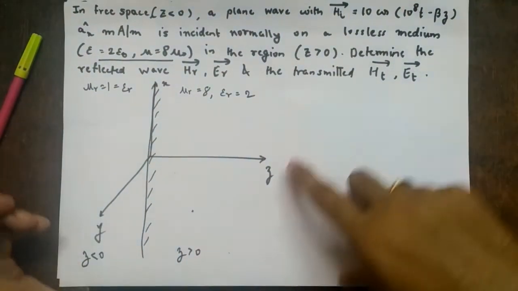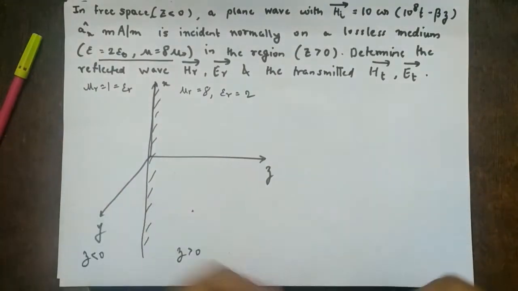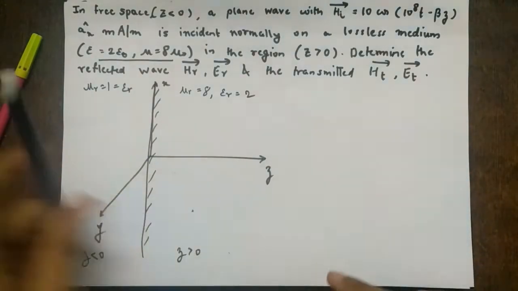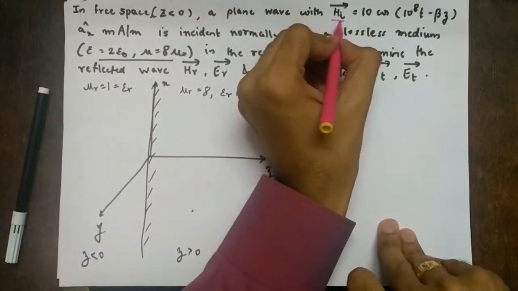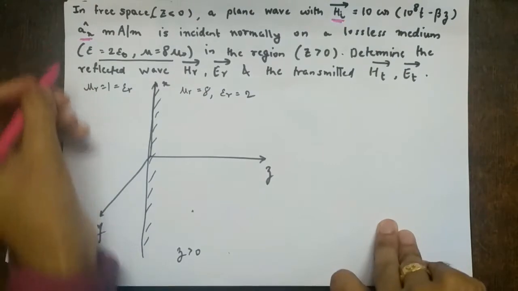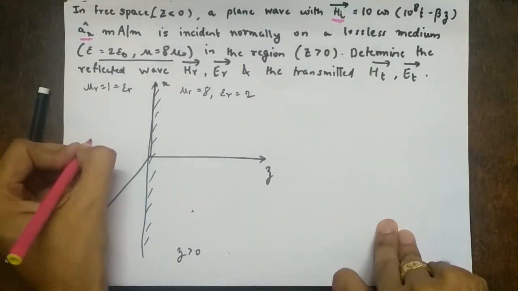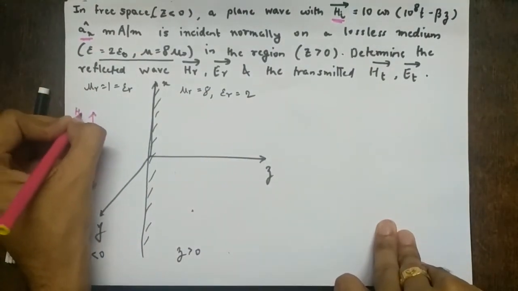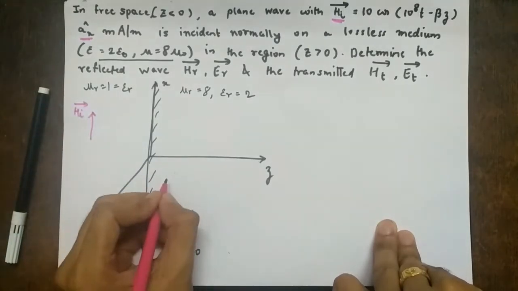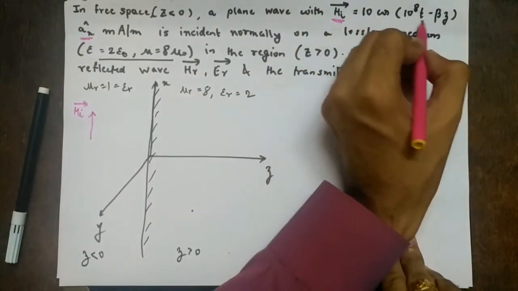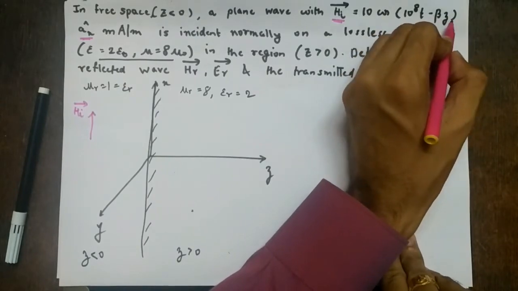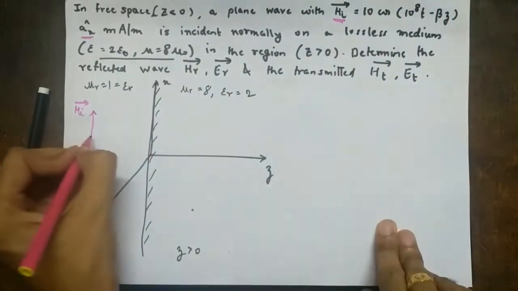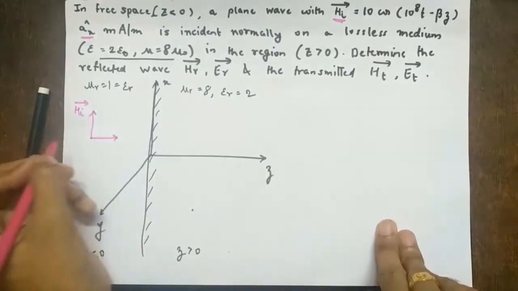Next, what else is given? They have given the Hi vector. Now we have to check whether it is perpendicular polarization or parallel polarization. So how to check that? Only the Hi vector is given. So the Hi vector is oriented in which direction? X cap. So it is going like this. So this is my Hi vector orientation, right? And how is it traveling? In which direction? This is cos of omega t minus beta z. So since it is minus beta z, we say it is traveling in plus z direction. So it is traveling in this direction, right?